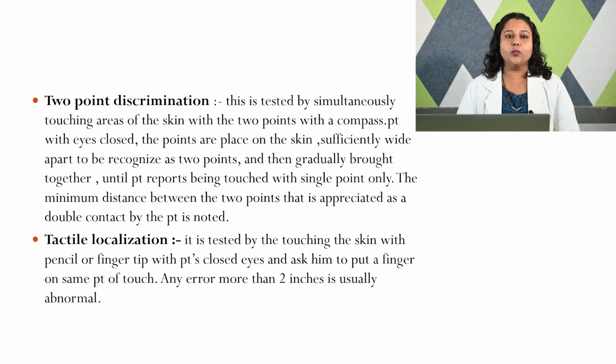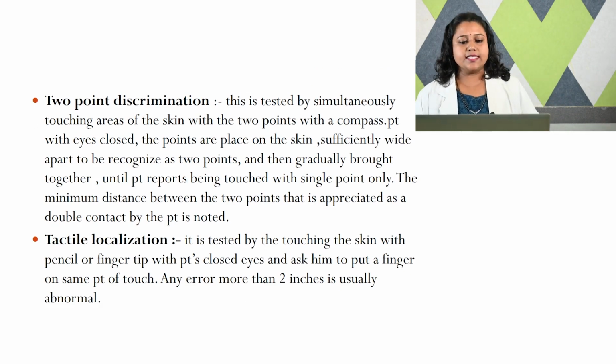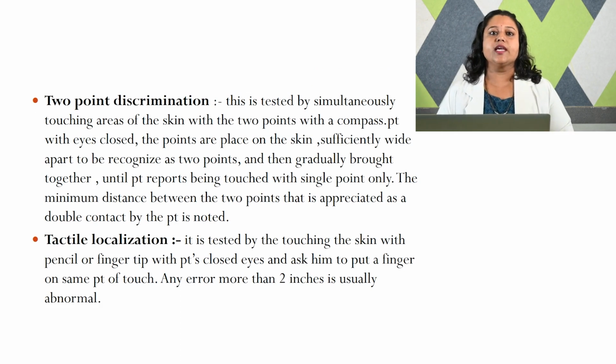Next test is 2-point discrimination. This is tested by simultaneously touching areas of the skin with two different points with a compass. With the patient's eyes closed, the points are placed on the skin sufficiently wide apart to recognize 2 points, and then gradually brought together until the patient reports a single point only. The minimum distance between the 2 points that is appreciated as double contact by the patient is noted.